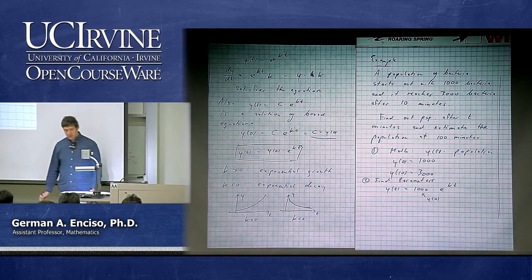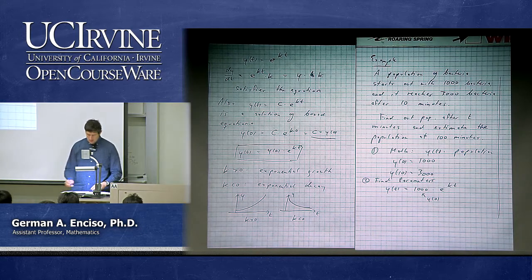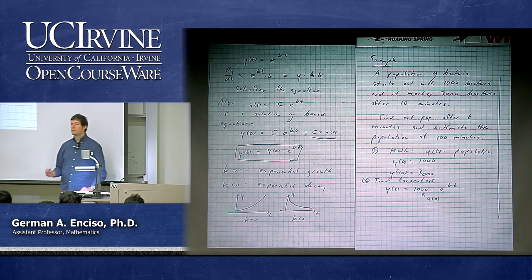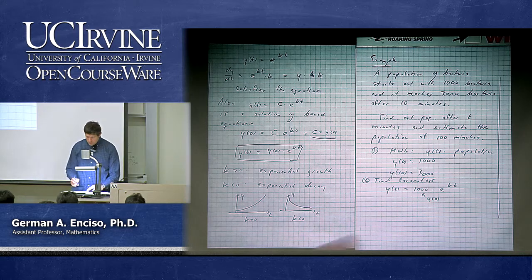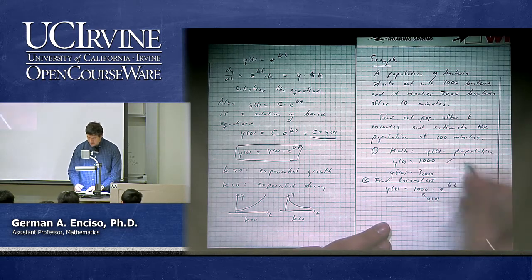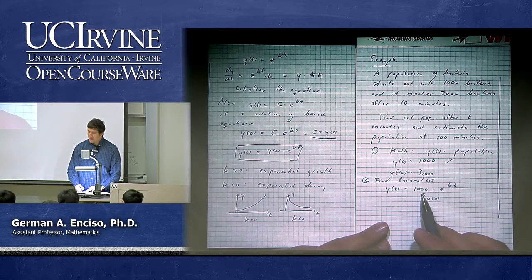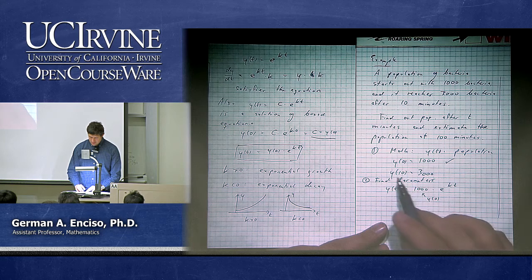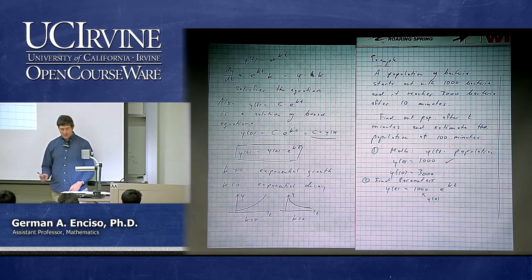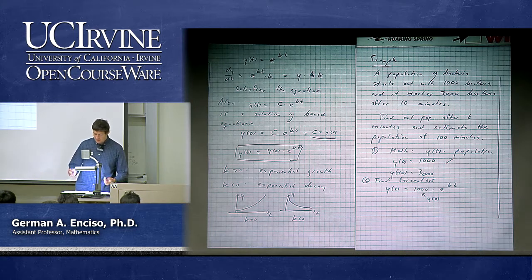Find the parameters. We already know y of 0, and now let's try and find k. We already used this equation here, right? Y of 0 equals 1,000. That's when I plugged in 1,000 for y of 0. But we still need to use that y of 10 is equal to 3,000. So how do we use the fact that y of 10 equals 3,000?